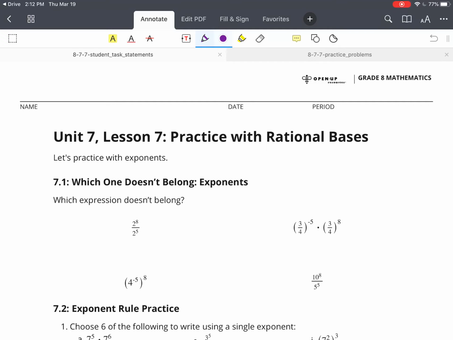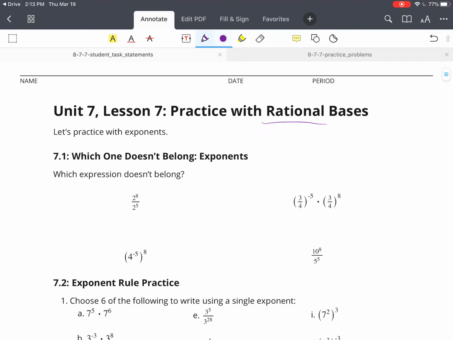Okay, so we're starting off with Unit 7, Lesson 7, practice with rational basis. Just to give you a heads up, rational just means ratio, so you're using fractions here. So we're looking at the first one. Which expression does not belong to this group?